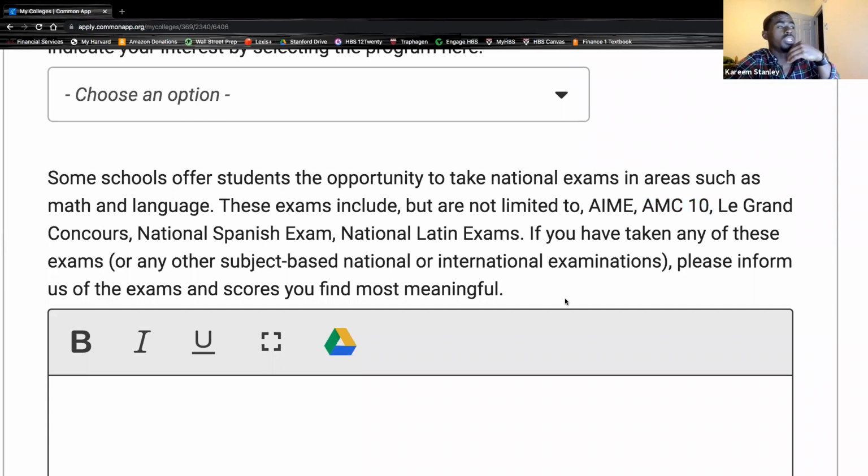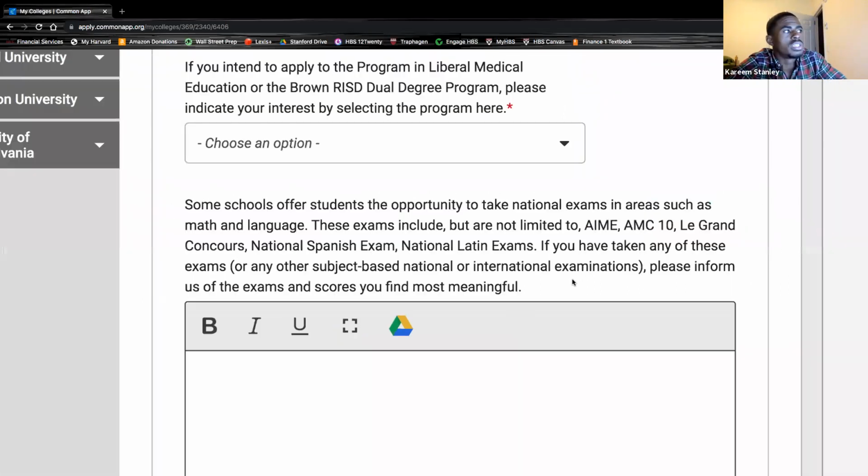Yep. So it's certainly a nice to have if you have one of these exams, but they're not offered everywhere and they understand that. So if you don't, it's fine. But obviously if the opportunity presents itself, certainly take advantage of that opportunity.